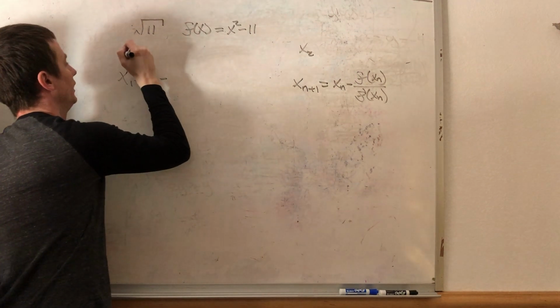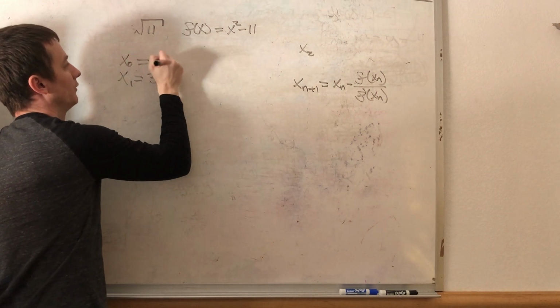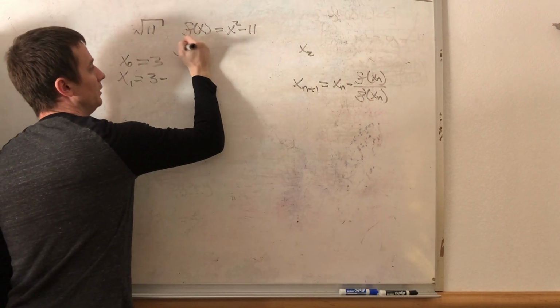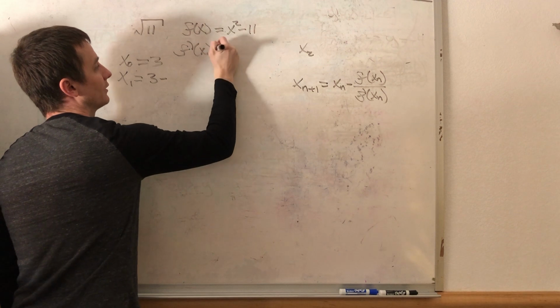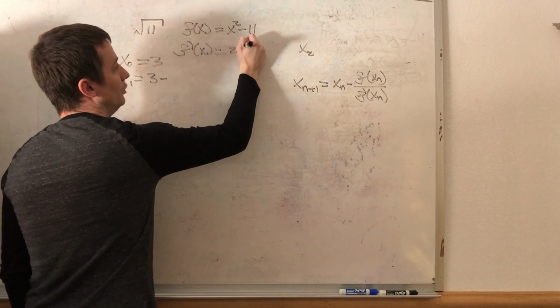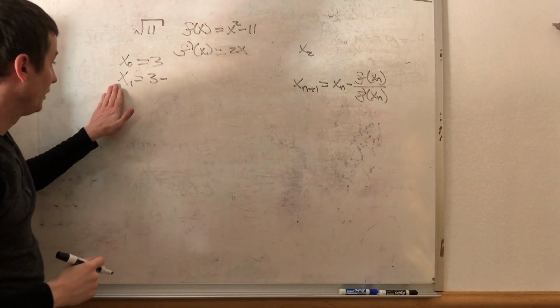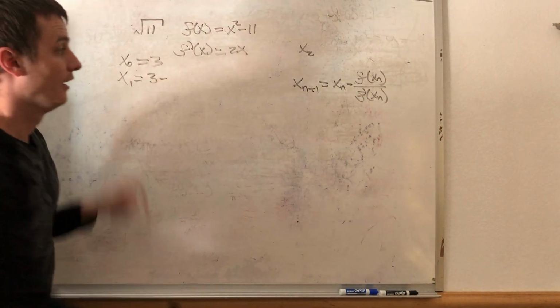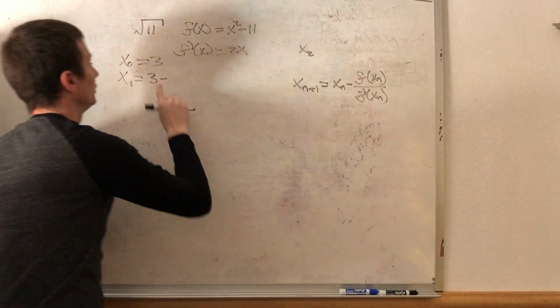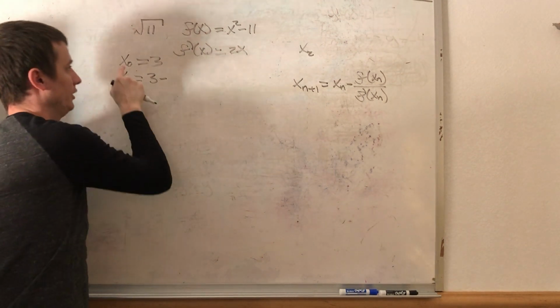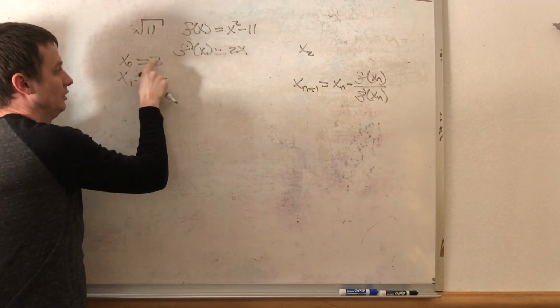So we're starting at x naught equal to 3, I'll write that here. Really quick under here, we need to find f prime. F prime of x is equal to just 2x. Okay, so x1 is equal to 3 minus f of x naught, which is 3.